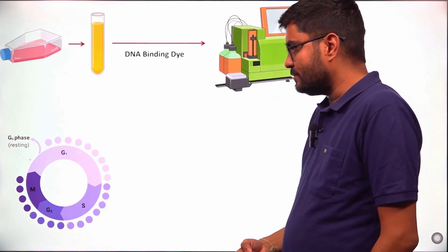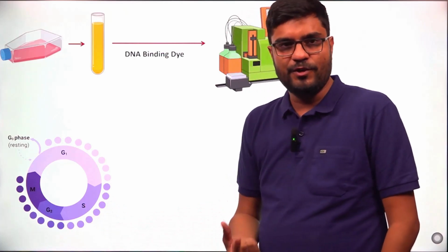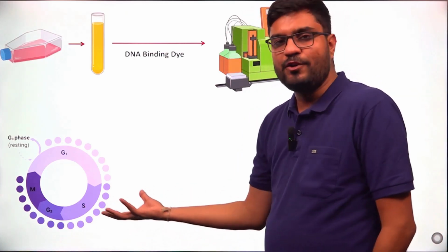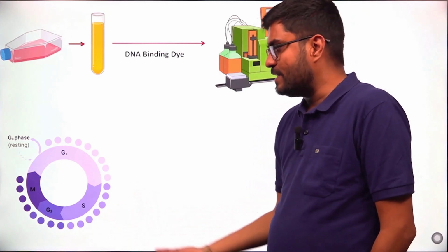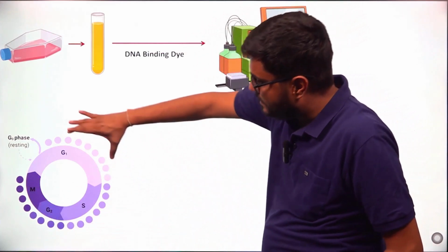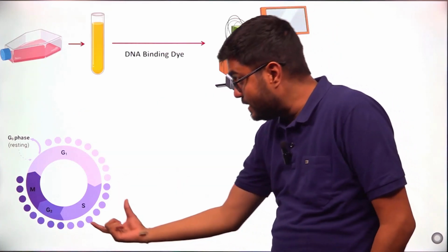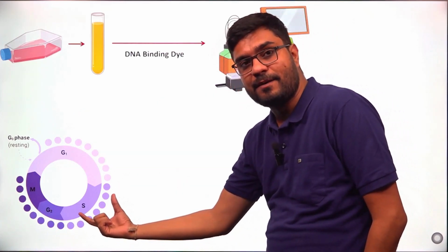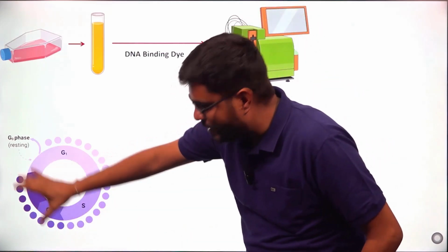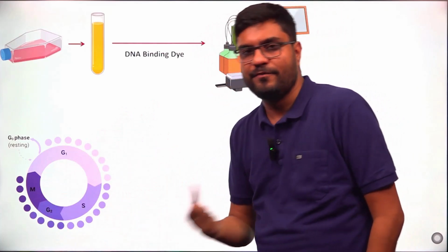Then some of the cells will be in the S phase during replication or doing the replication. Let's say 10 to 20% of cells are in S phase, and some of the cells are in G2M. So it means I can say that these cells are having X amount of DNA. These cells are having the amount of DNA between X and 2X, and these cells are having 2X amount of DNA. X, 2X, and in between.